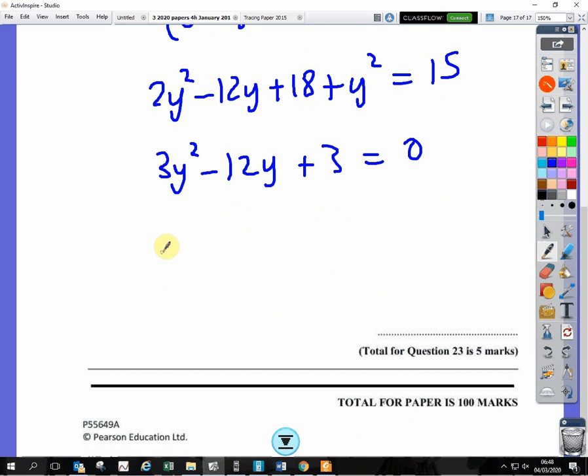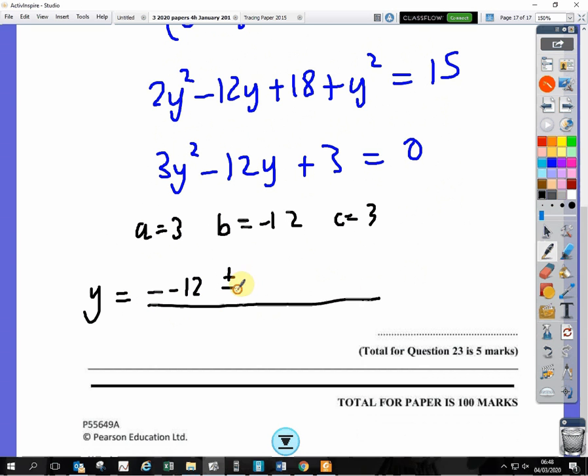Now we can use either the ABC method, or we can cancel this down a bit and then factorize it. If you do decide to use the ABC method, which I will in this case, you have to write it down like this. Then substitute into this formula. Remember, it's going to start off y equals, so it's minus minus 12 plus or minus the square root of minus 12 squared minus 4 times 3 times 3, over 2 times 3.